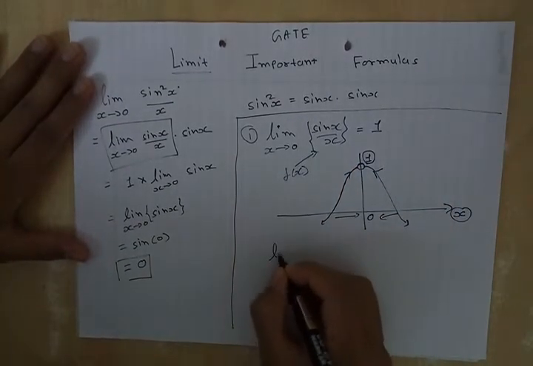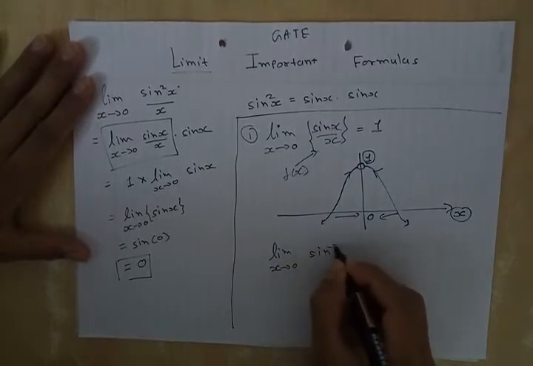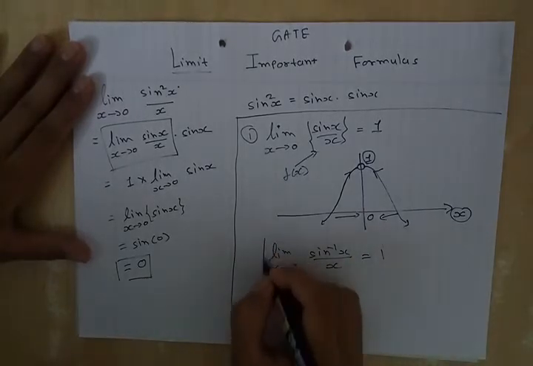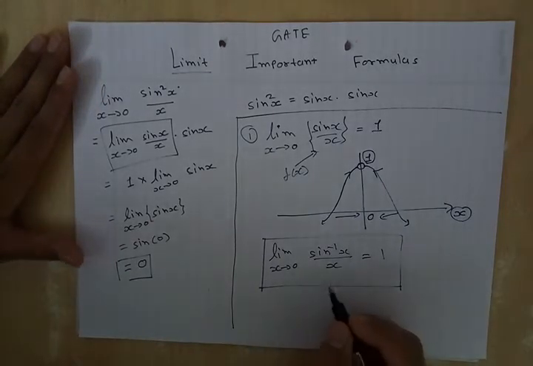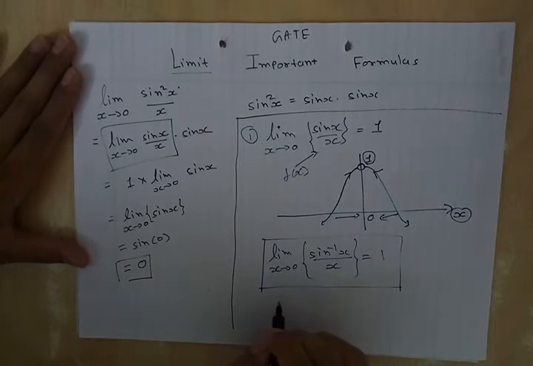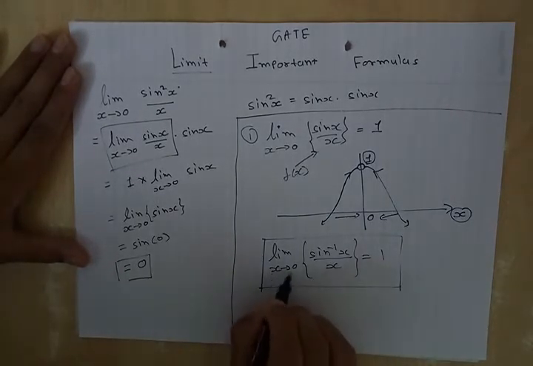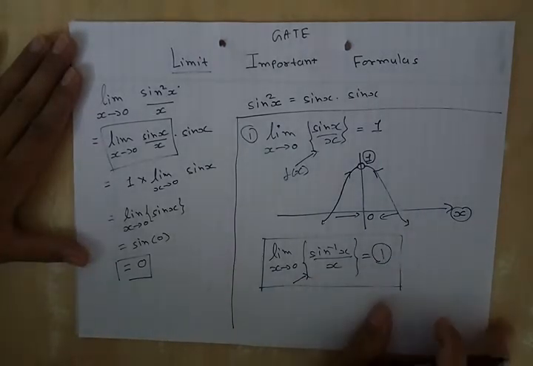Similarly, we can prove that limit x tends to 0 sine inverse x upon x is equal to 1. You can use an online calculator to plot the graph of sine inverse x upon x, and if you do that you will realize that as x approaches 0, the value of this function will approach 1.